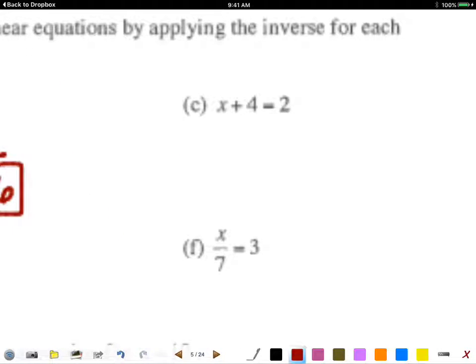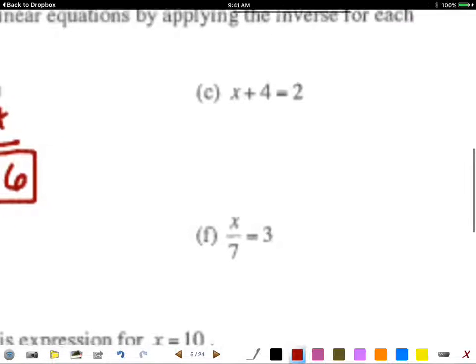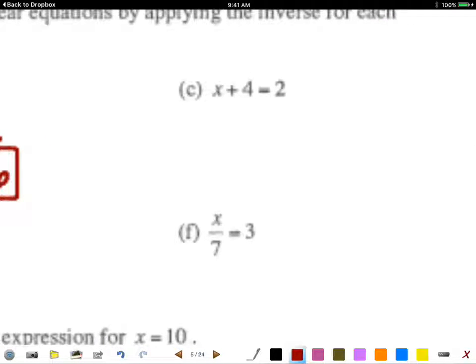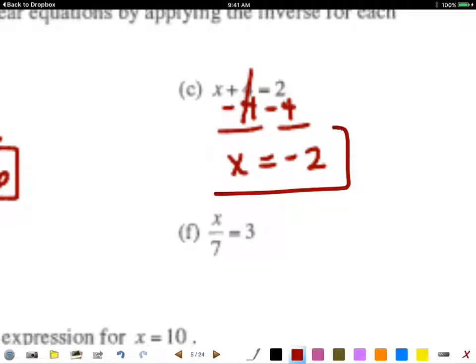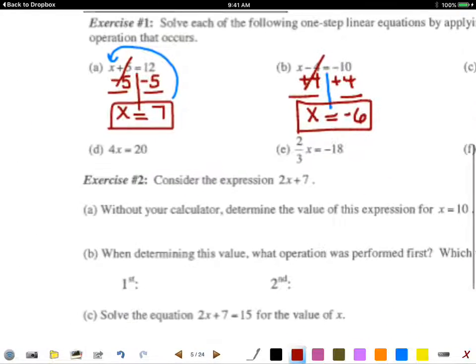Okay, letter C. What is happening to the x? What do you see? It's added 4. It's a plus 4. So how are we going to undo the plus 4? Subtract 4 on both sides of the equal sign. So x equals, what's 2 minus 4? Negative 2. Very good. Okay, I'm going to speed up a little bit right here.